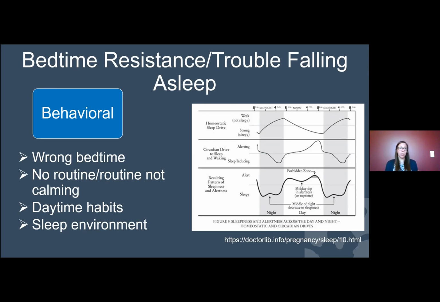Daytime habits, of course, can have a huge impact on bedtime resistance and trouble falling asleep, because you're drinking caffeine late, you're napping late, and you're not getting active time, so your body's not as tired when you're going to bed. Analyzing those daytime habits is really, really useful for pinpointing where the trouble is with falling asleep. And then again, sleep environment has a big role in this as well.